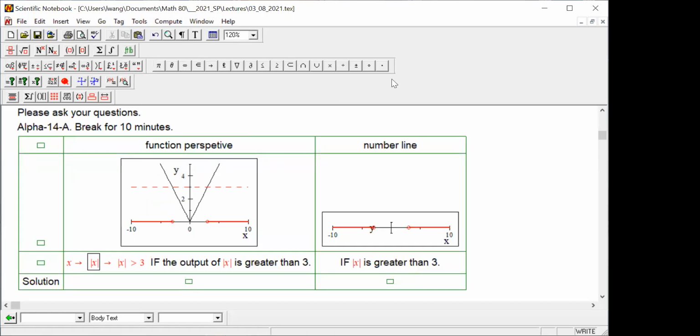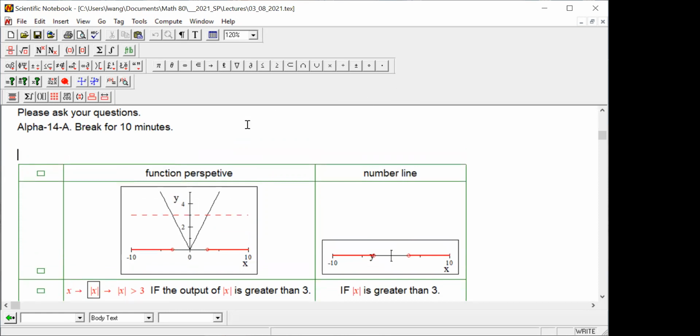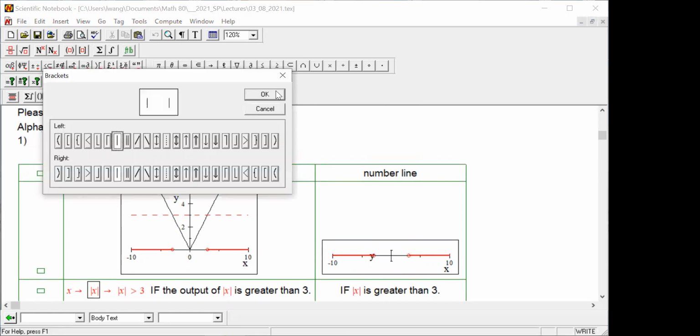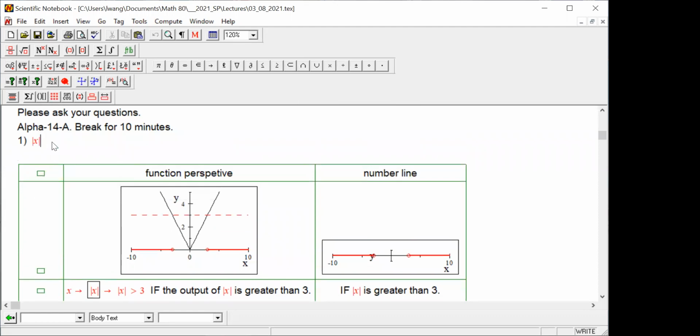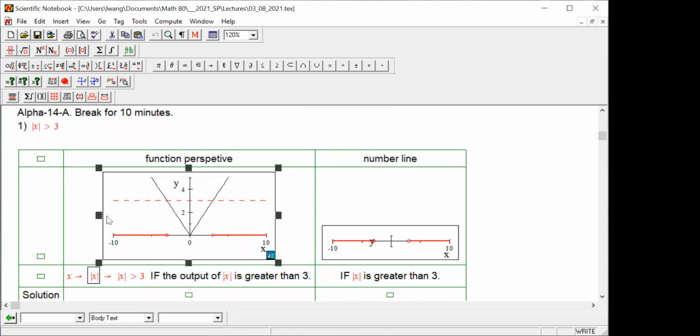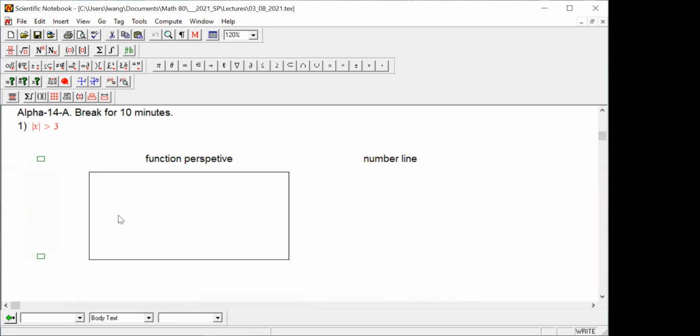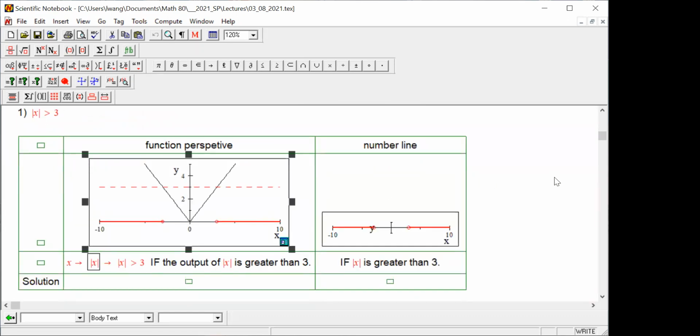Okay, so let's look at 14A. You can see this time the story has changed a little bit. The first question says the absolute value of x, we want it to be larger than 3 instead of smaller than 3. And what is that implication? Okay, so there's still two perspectives.